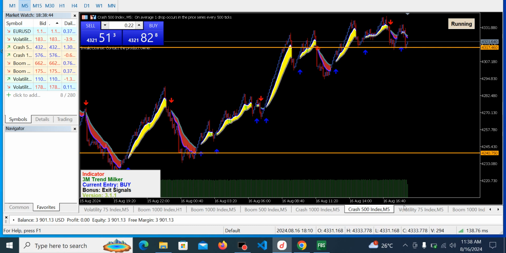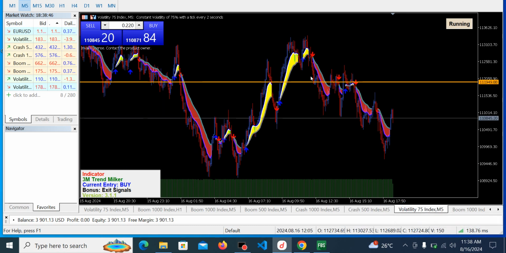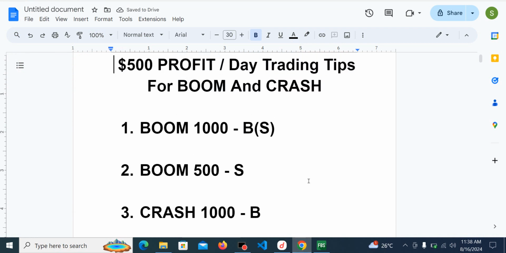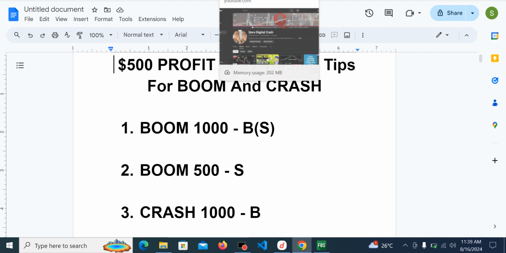Then the last asset is going to be V75. Let's check it out right away. V75 started an uptrend from here, came to an end around there, then it started a downtrend, and it has been selling since then. So this is going to be giving us more of a selling opportunity than a buying opportunity. These are all the assets we are able to come up with tonight.